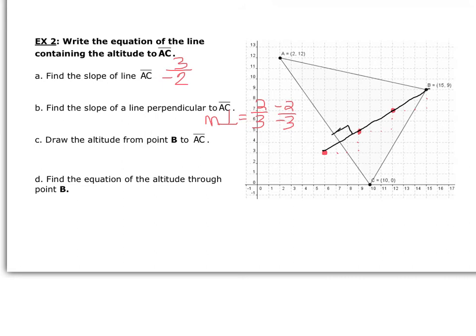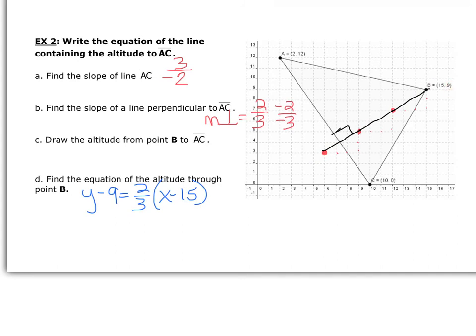Now to write the equation, I'm just going to go ahead and use point B since it was given to me nice and neat there. And I'm going to say y minus the y is equal to the perpendicular slope, x minus the x. There's your equation. Now also remember, you can use any of the points on this altitude. It does not have to be this one, 15.9.